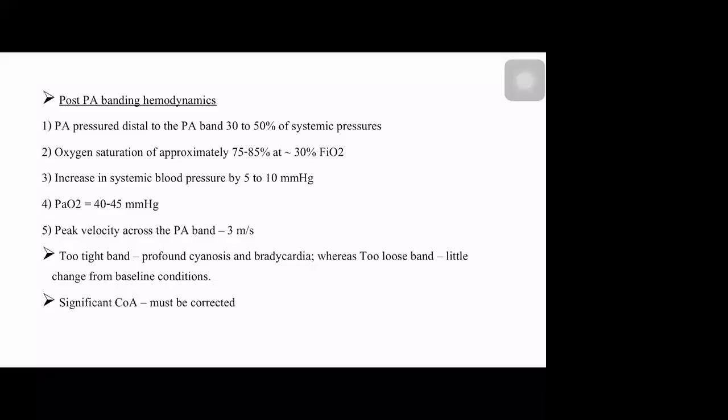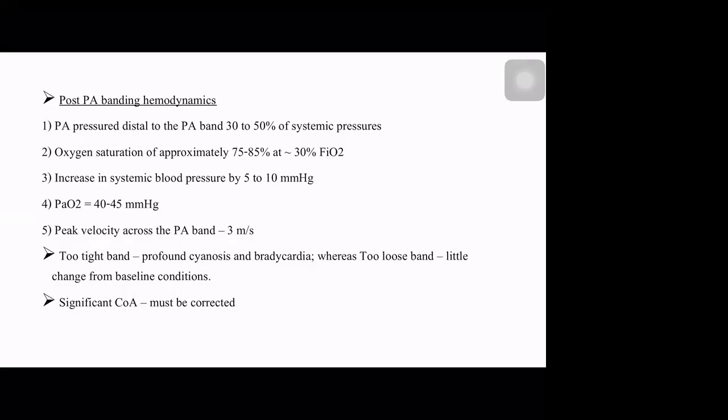Now, what hemodynamics must we consider adequate after the PA band procedure? The PA pressure distal to the PA band should be around 30 to 50% of systemic pressure. The oxygen saturation is approximately 75 to 85%, keeping the FiO2 less than or equal to 30%. There is an increase in systemic blood pressure by 5 to 10 millimeters of mercury. If you are doing an ABG, the desired PO2 level is 40 to 45 millimeters of mercury, and the peak velocity across the PA band is 3 meters per second.